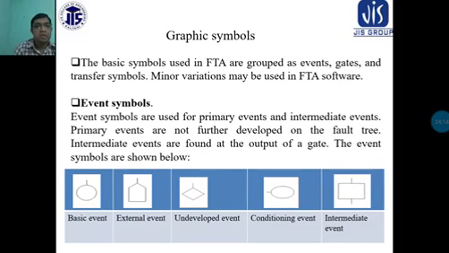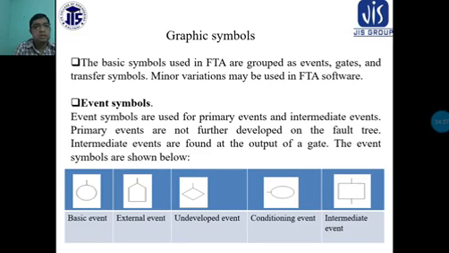Another is the conditioning event, shown as an ellipse connected in the horizontal left direction. This is the conditioning event, which gives the conditions that apply when you prepare your fault tree. These are the different types of symbols, and this is the conditioning event.